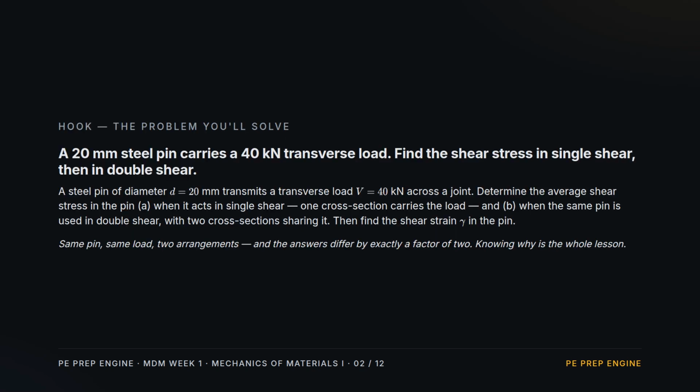Here's the problem. A 20 mm steel pin carries a 40 kN transverse load. Find the average shear stress when the pin is in single shear, then in double shear, then the shear strain. Same pin, same load, but the two arrangements give answers that differ by exactly 2. Understanding that factor of 2 is the point of the whole lesson.